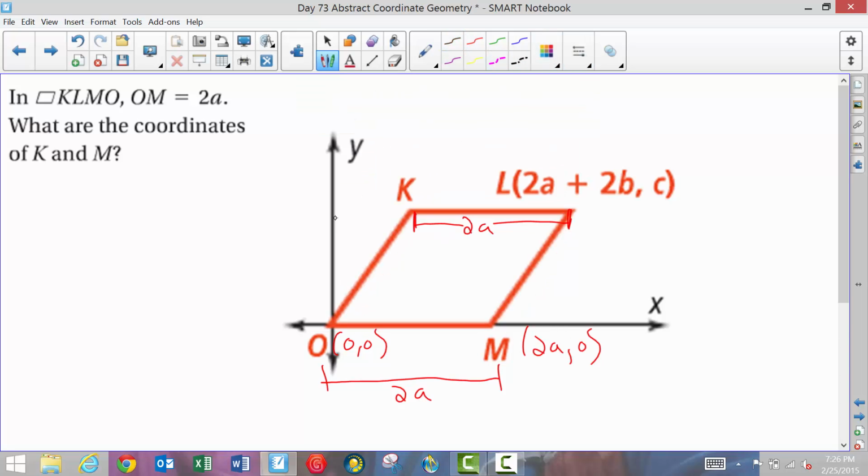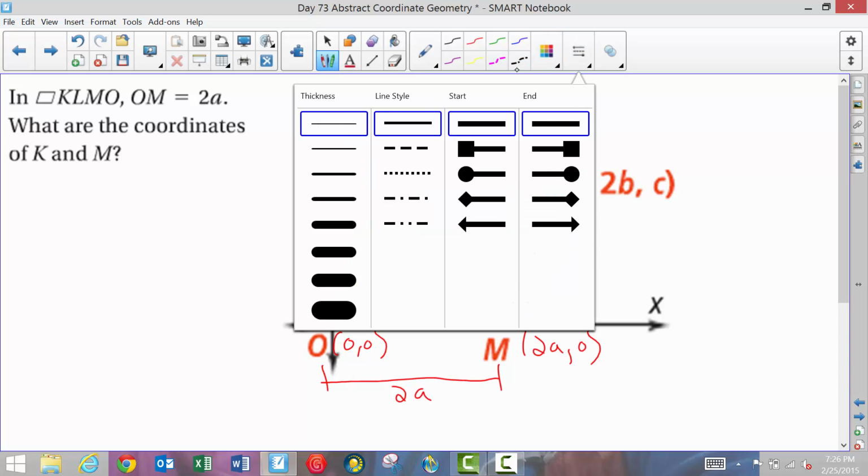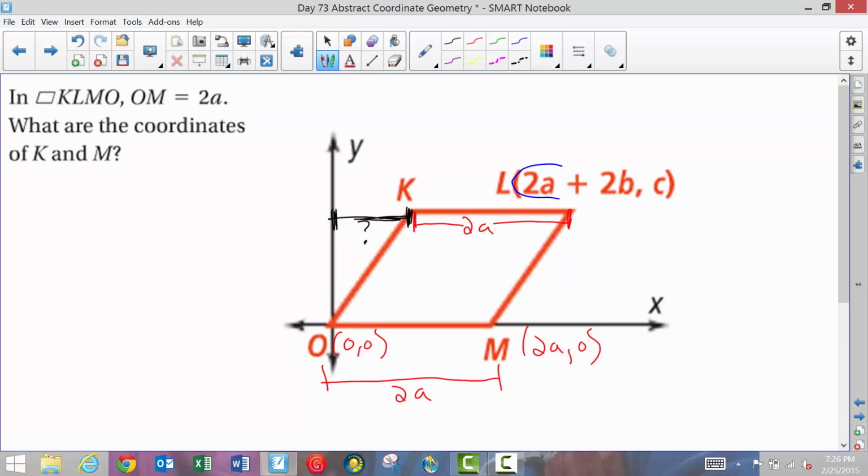Well, I need to find this black segment. How do I find it? I have to use the x coordinate of L. This is the x coordinate of point L. This tells me the distance away from the y-axis. So I know from here to here is 2a plus 2b.